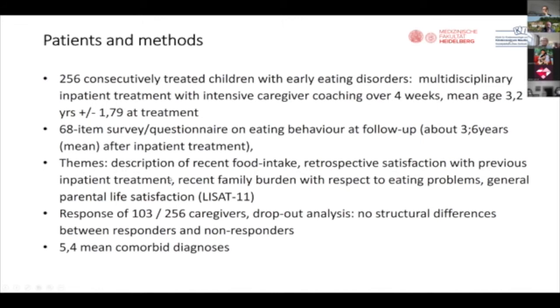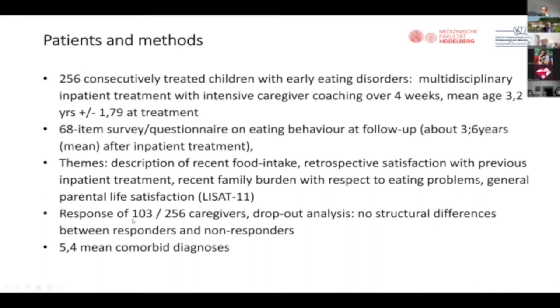And the themes were that the parents should describe fairly precisely the recent food intake behavior, and should tell us something about their retrospective satisfaction with the inpatient treatment, the recent family burden with respect to eating problems, if there are any, and of course should tell something about their general parental life satisfaction at the time of the survey.